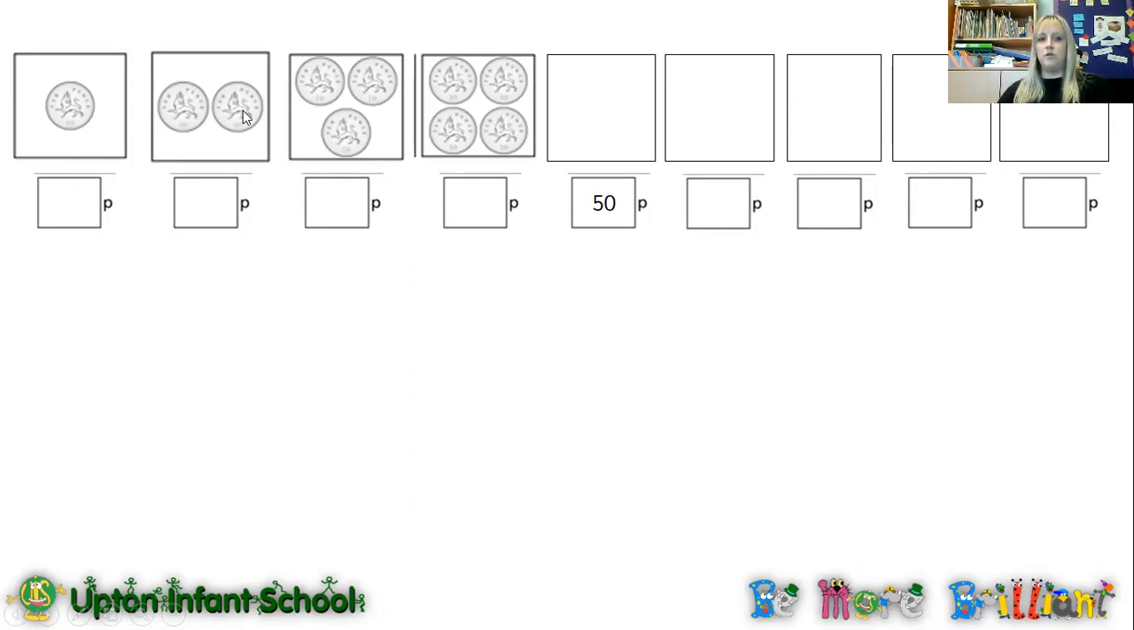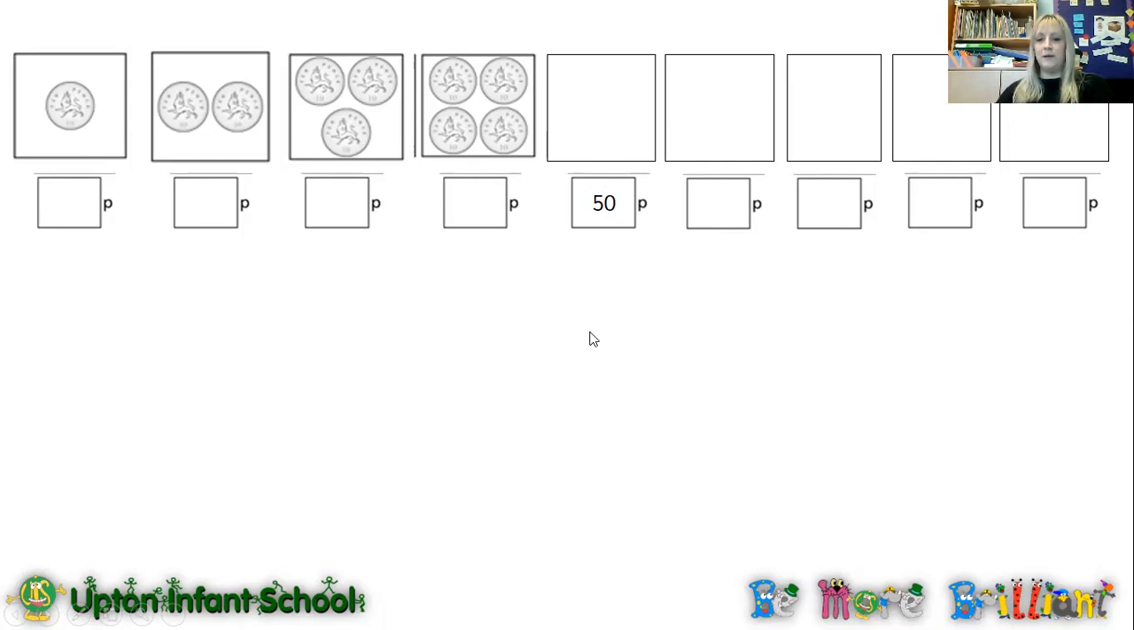Now here I've got two 10p coins, so I've got 10, 20p. So I need to write my answer here. I'd like you to carry on counting up in your tens how many coins are in each of these boxes. And then you'll see these boxes are all empty. So what I need you to do is work out how many 10p coins I need to draw to show 50p.